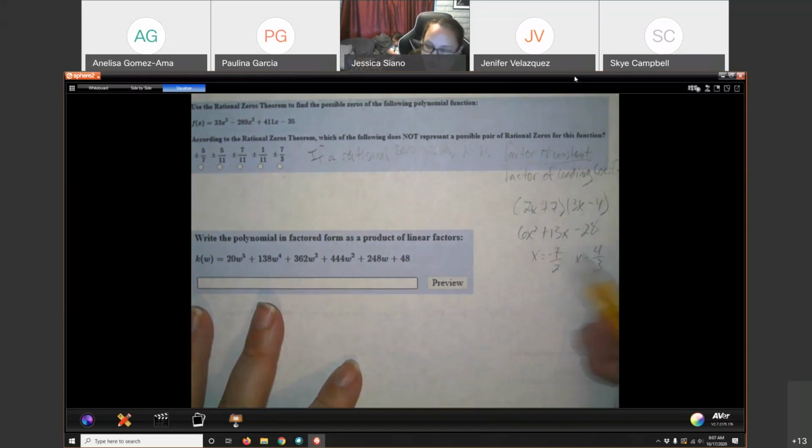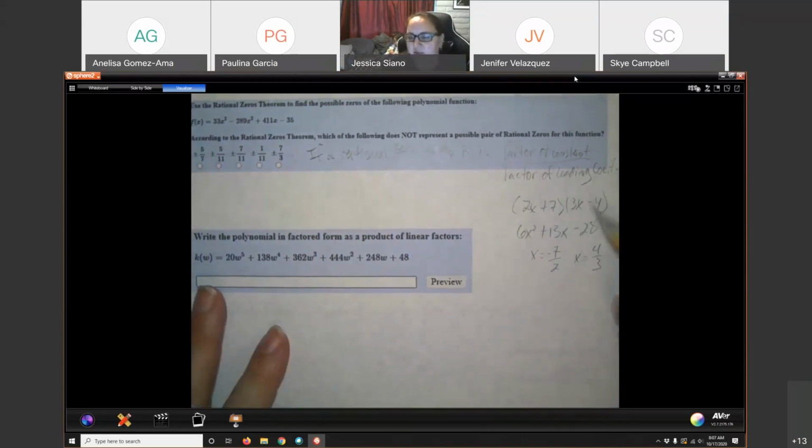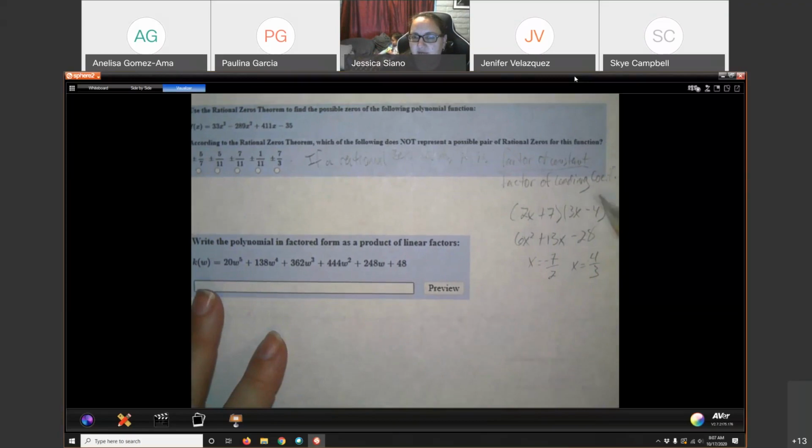And those are my numerator numbers. The 2 and the 3 made the 6, and those are my numbers in my denominator. So it's because of the relationship between factors, polynomials, and zeros that this rational root theorem exists.